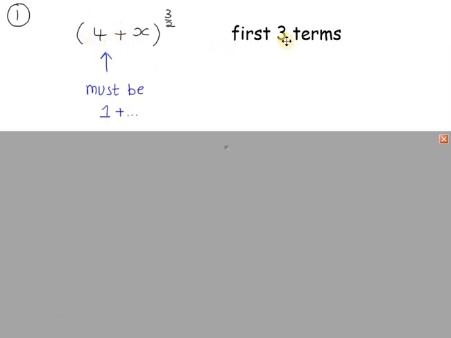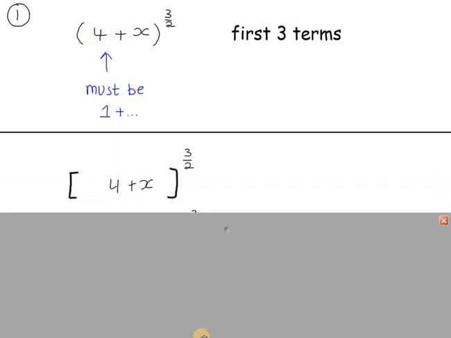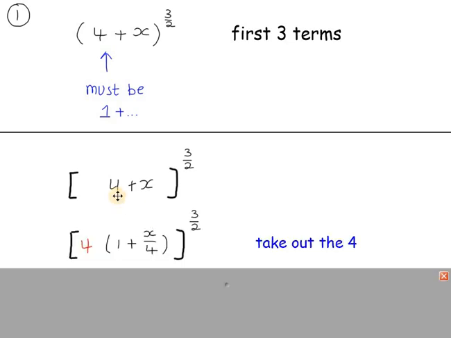So let's expand this for the first 3 terms. But we need to factorise first, so there's a 1 plus here before we start. Okay, so I've divided both of these two by 4, by this value, by 4. But then I have to multiply by 4 as well to balance that out, so I haven't changed anything. So I've taken out the 4, I've factorised the 4 out.